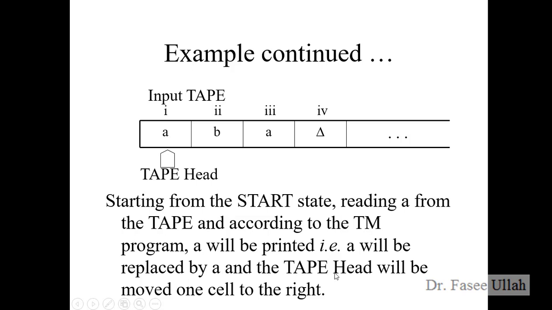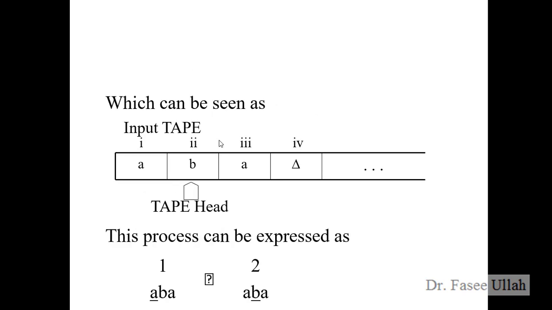Replaced by A, and the tape head will be moved one cell to the right. So it will finish the reading, so definitely it will move to the next cell to read the next letter. After reading the letter A, the tape head has moved to cell 2. And in this way we have completed the reading for the Turing machine, and then we stop and halt.